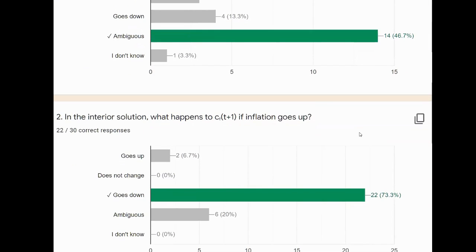So now the two effects go in the same direction. If there's more inflation, then I want to spend more today, less tomorrow. And also, if there's more inflation, then my global purchasing power in my life goes down. That's the second reason why I want to spend less tomorrow.